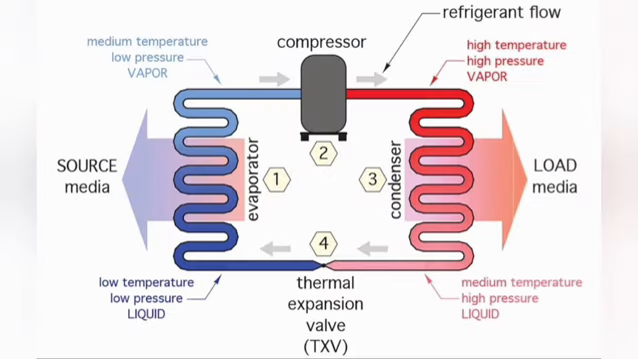Next, the low pressure vapor enters the compressor. The compressor is driven by an electric motor. Its main function is to increase the pressure of the refrigerant vapor. During compression, the temperature of the refrigerant also increases. Therefore, high pressure and high temperature refrigerant vapor leaves the compressor and enters the condenser.